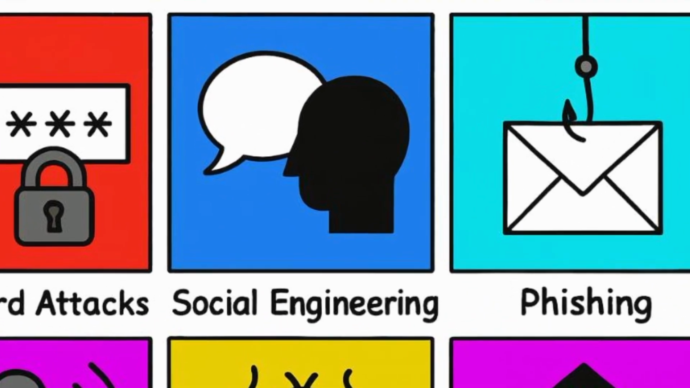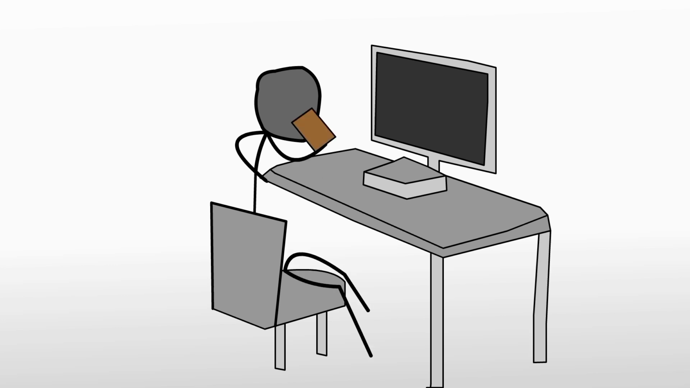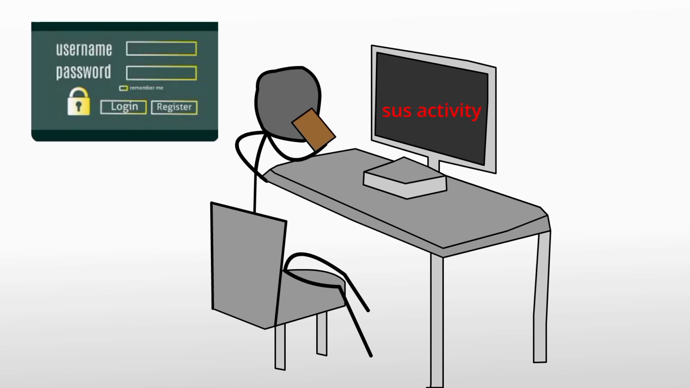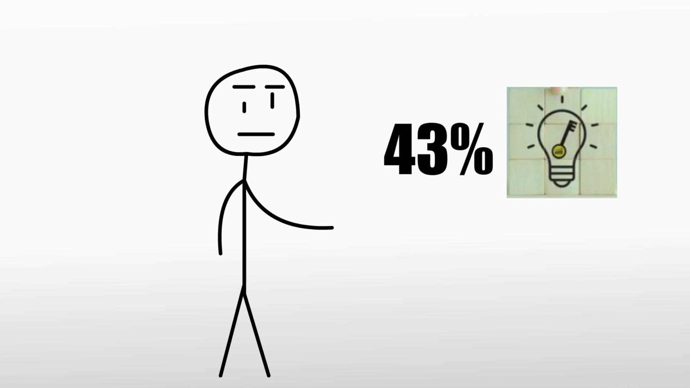Method 2, social engineering. Why crack passwords when you can just ask for them nicely? Attackers call workplaces pretending to be IT support. "Hi, we're seeing suspicious activity on your account. We need to verify your credentials for security purposes." They research the company beforehand, know department names, and sound completely legitimate. This technique succeeds 43% of the time because people want to be helpful and trust authority figures.